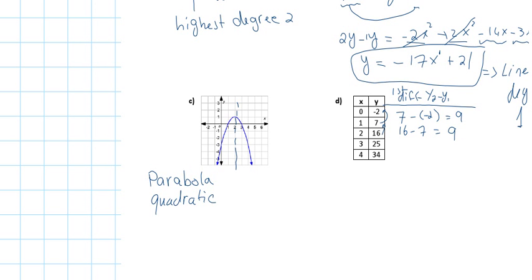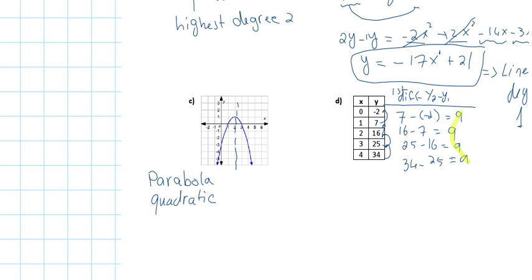What will be my next one? 25 minus 16. That means it's linear. Okay? But I have to show all of them. I have to make sure that it doesn't fall off the trend. And because your first difference is constant, it's the same value, I know it's linear.